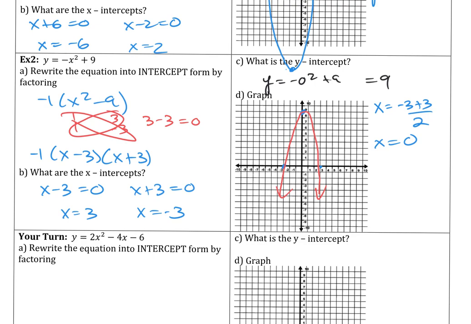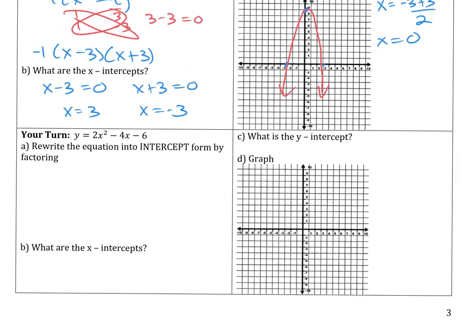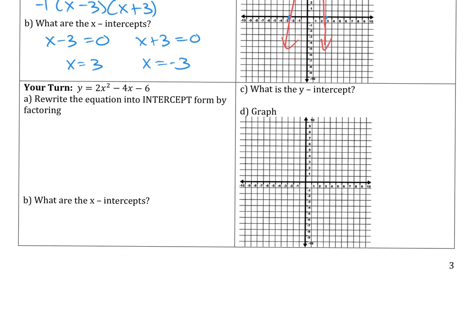All right, I would like for you guys to go ahead and try the your turn. What I want you to do first is factor out the GCF. And after you factor out the GCF, try and apply the butterfly method to finish factoring that 2x squared minus 4x minus 6, and then check back in and see how you did.